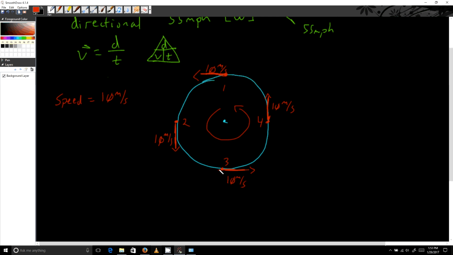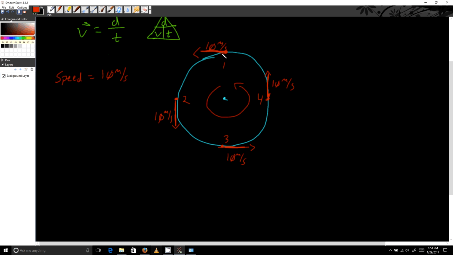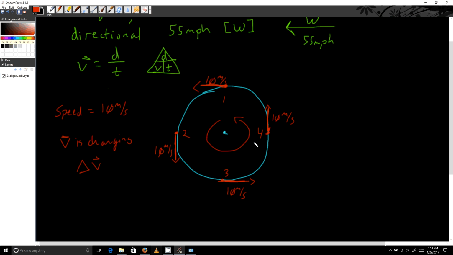These arrows, these vectors, are changing direction. They're never pointed in the same direction. And if velocity incorporates direction, then any one of these is a different velocity. Even though they're at a constant speed, the velocity is changing, or what we would represent as a delta V. So, although you can travel at a constant speed in a circle, you can't travel at a constant velocity, because just changing the direction of your travel changes the velocity that you're traveling at.